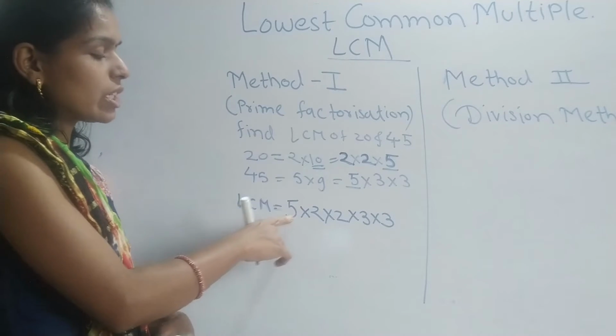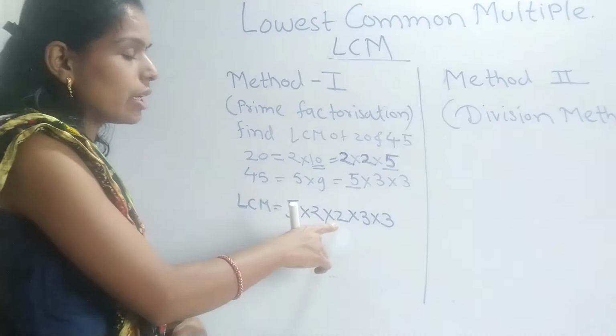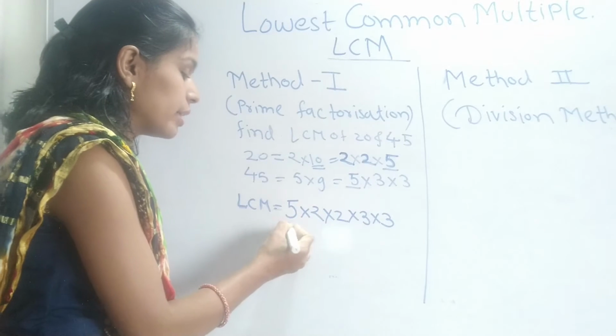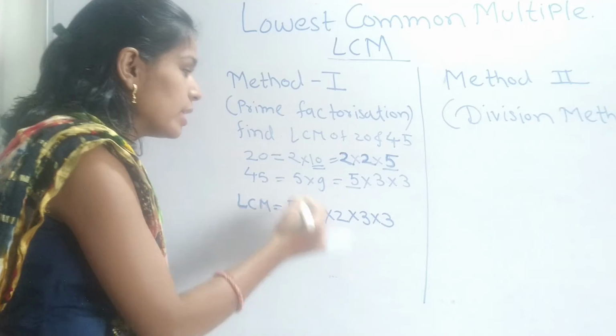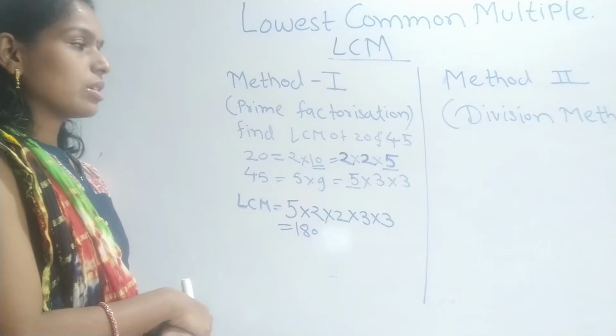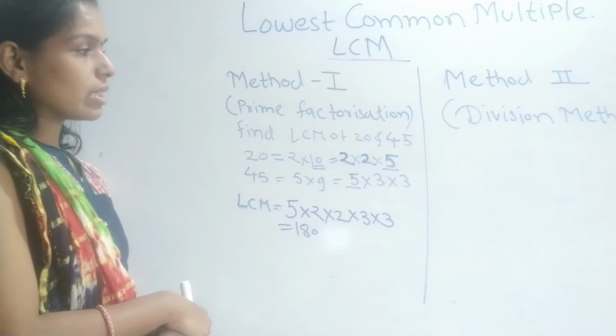What will be the multiplication? 5 2s are 10, 10 2s are 20, 20 3s are 60, and 60 3s are 180. So 180 is the LCM of 20 and 45 by using this first method. Hope you understand this method.